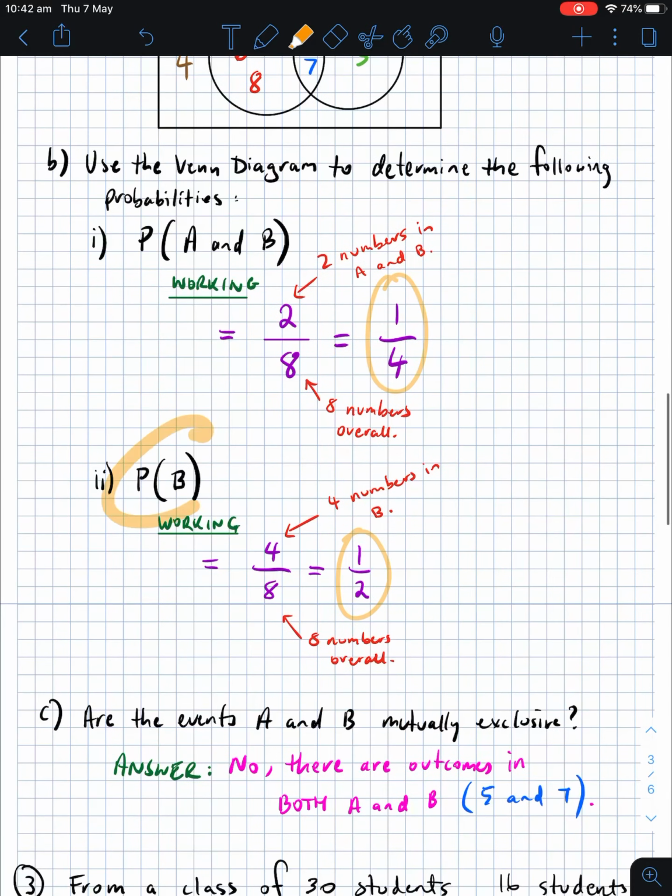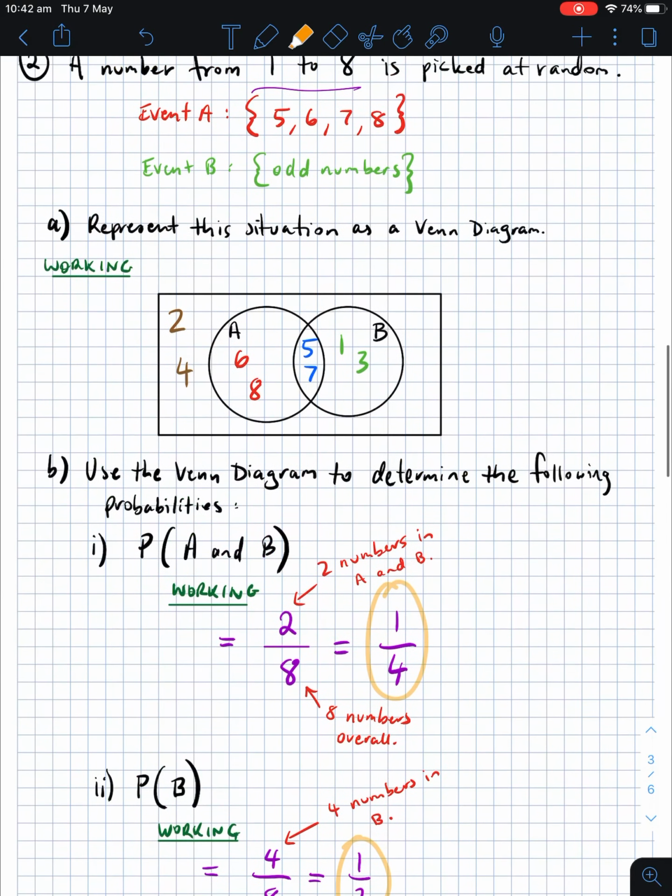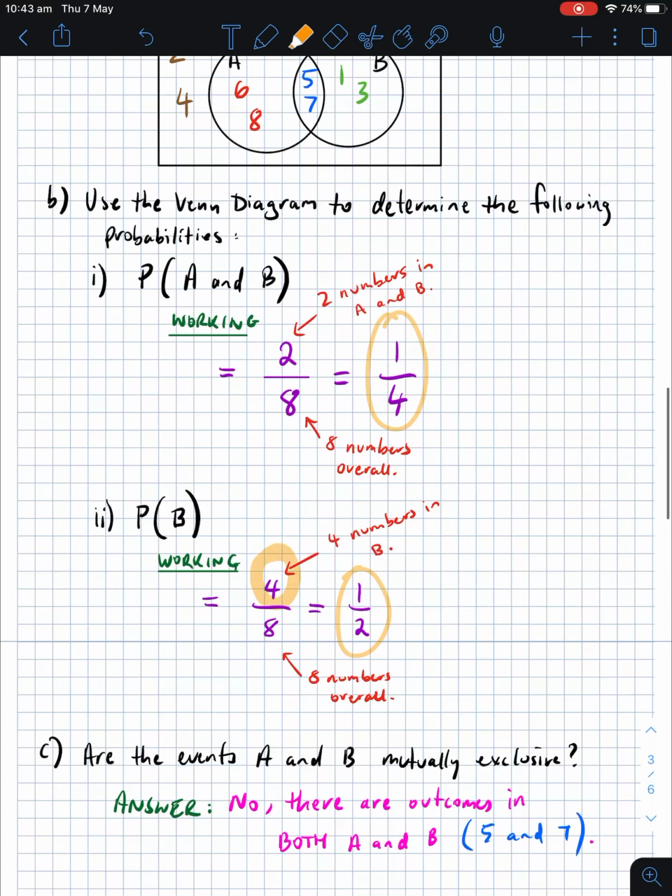Let's try the next one, the probability of B. So this is where we look at the B circle. So this is our B circle right here. Doesn't have to be just B only, it's just the whole B circle. So it does include this central part. So looking at the B circle, there's 4 numbers in here. It's going to be 4 out of a total of 8 different numbers. So the probability of getting something in B is 1/2. Done.